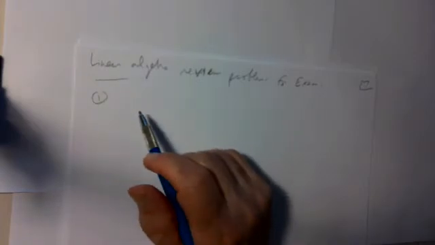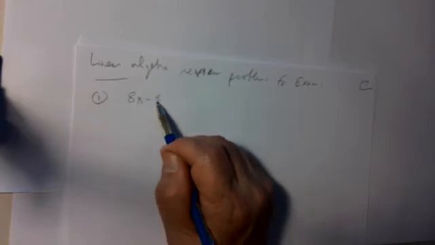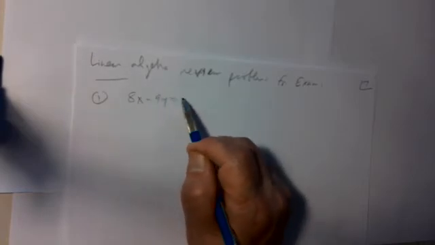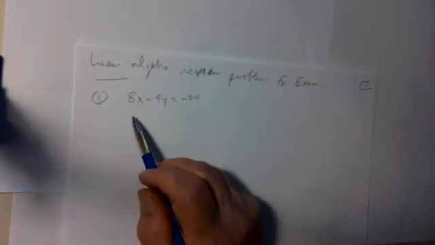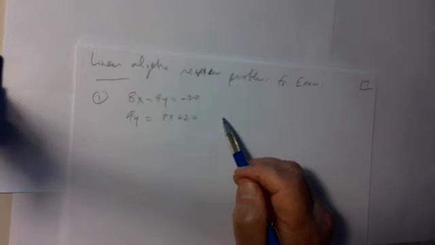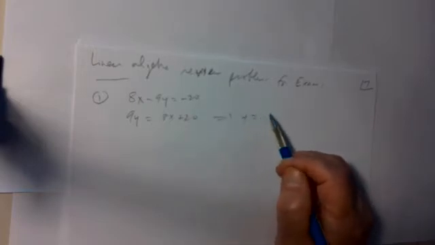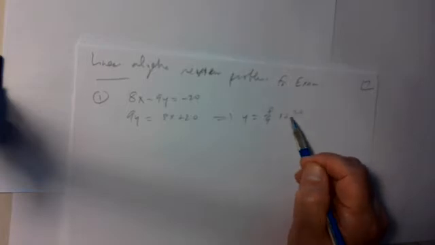So number one was to find the solution space of the equation 8x minus 9y equals minus 20. So there are lots of ways to do that. One is, for example, this is what you did in high school. This is the same as saying 9y equals 8x plus 20. So for any x, y is going to be 8/9 x plus 20 over 9.